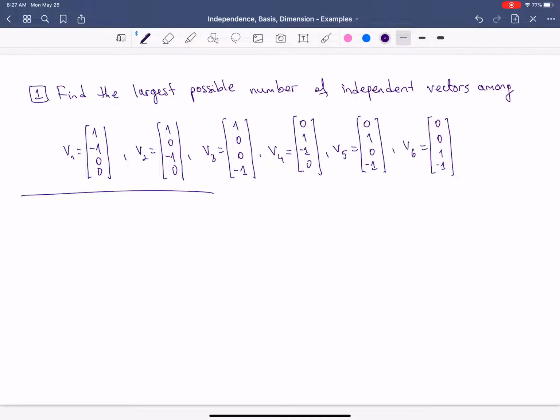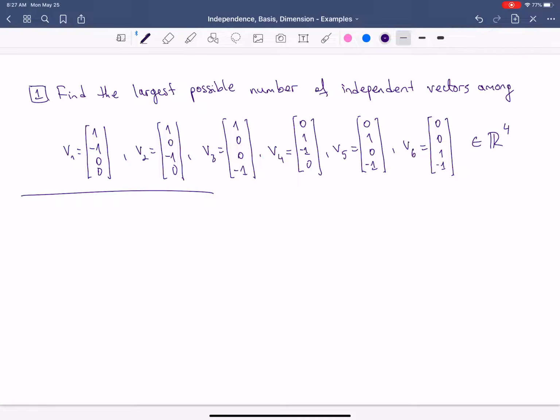All right, now let's go through a few examples. So the first problem we have, we're given 6 vectors. Each of these vectors has four components. So these are all vectors in R4. And we are asked to find the largest possible number of independent vectors.